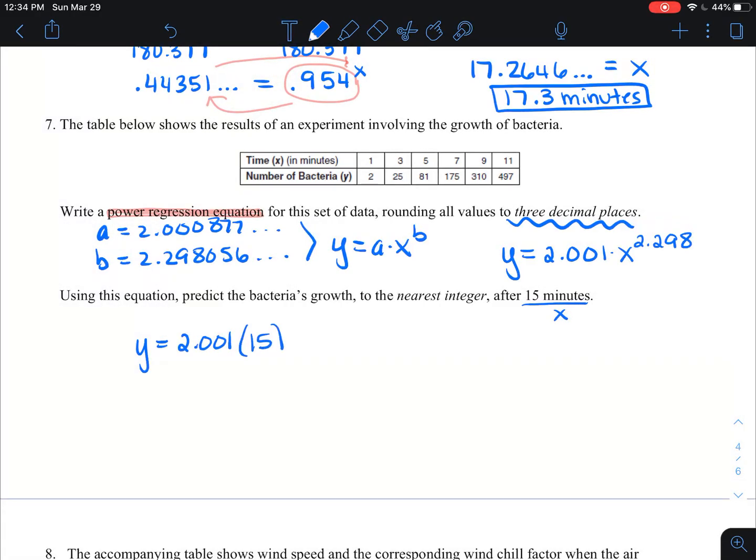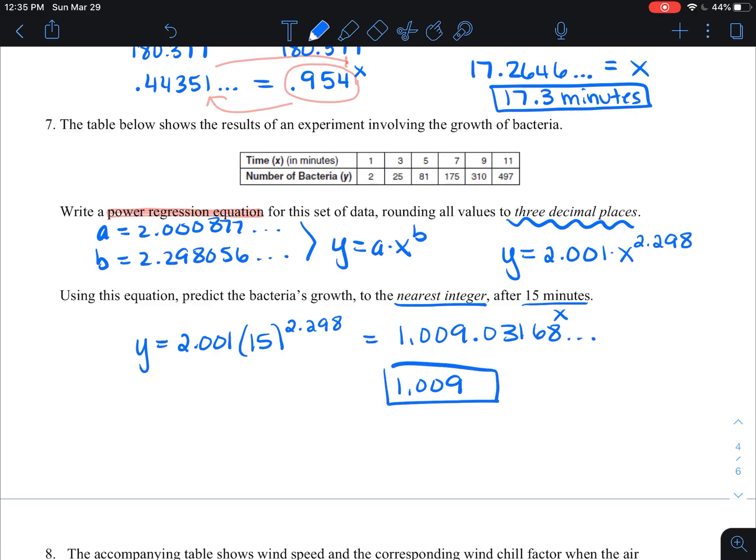So y equals 2.001 times 15, which is my x, raised to the 2.298 power. So I'm just going to type that right into my calculator, multiply it by 15, raised it to the 2.298, and we should get 1009.03168, but they want me to round to the nearest integer, so after 15 minutes we have 1009 as our number of bacteria. Okay, that's the end of the video for today.